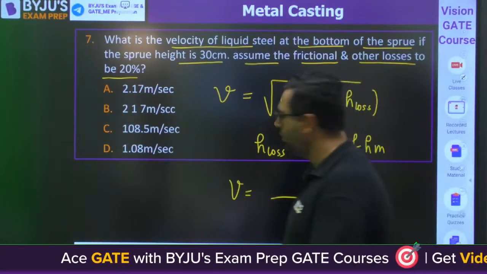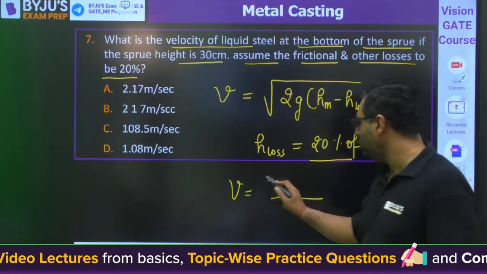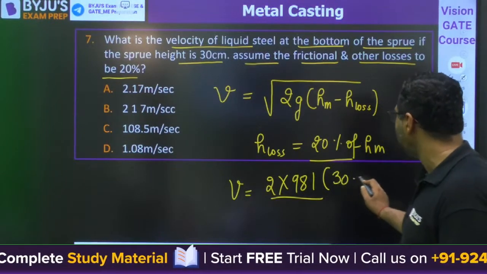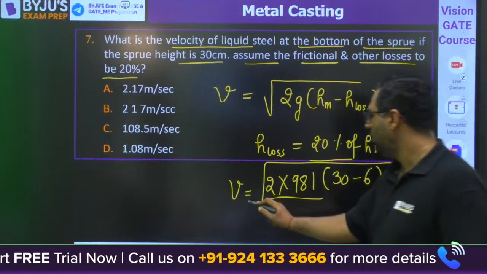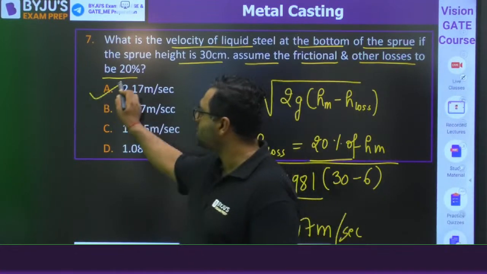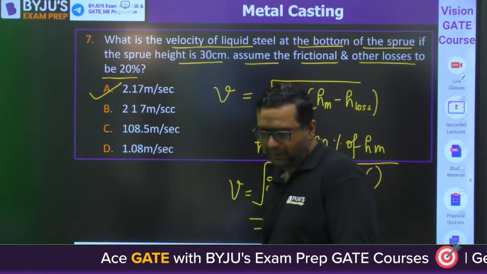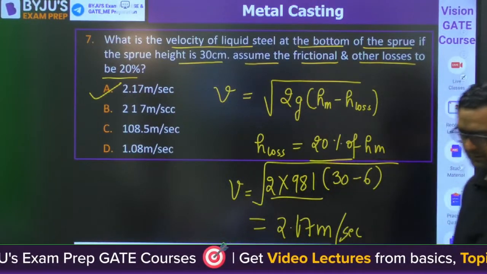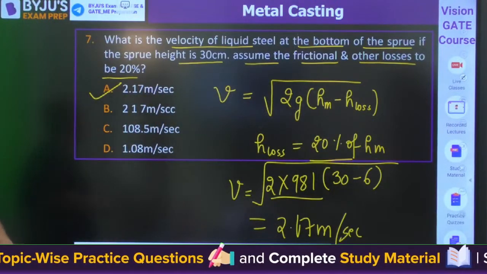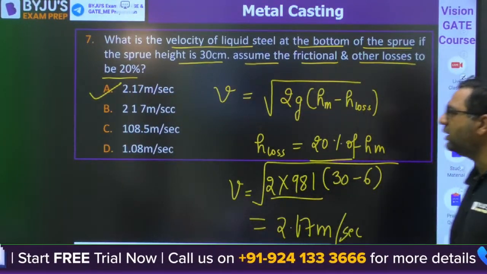Very good. So you would be getting this 20% of the height of molten metal, which is 30 centimeter. So you would put 2 into 981 into the height of molten metal, 30 minus 6. The answer will be 2.17 meter per second. A is the right answer for this. Very good, Utkarsh. So everybody got it? 2.17 will be the answer for this. Malesh, very good. Abhimanyu, very good. Moving further to the next question, guys.